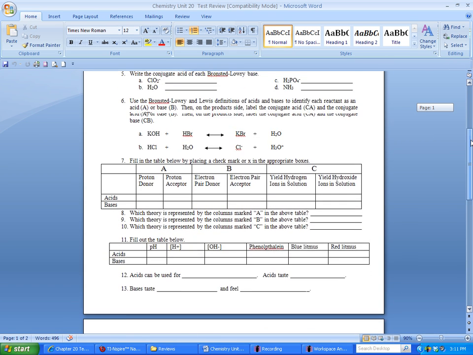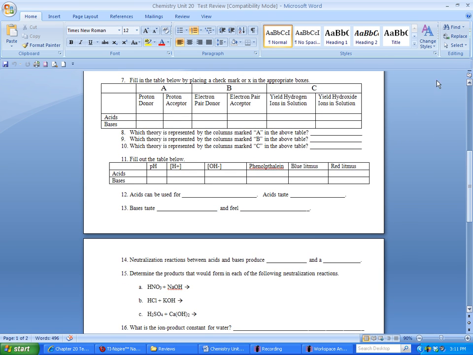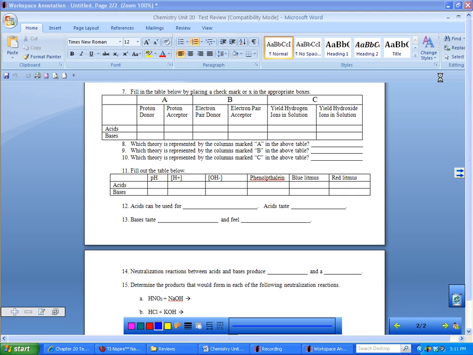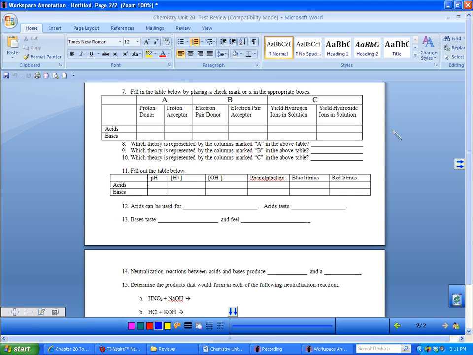But we do need to concern ourselves with Table 7 because that gives us some good information. It says, fill in the table below by placing a check mark or X in the appropriate boxes. So for A right here, region A, we have the proton donor and the proton acceptor. We have to figure out which is the acid, which is the base. Well, a proton donor is my acid. That's the H plus that we talked about. My proton acceptor is my OH minus, which comes in a base.